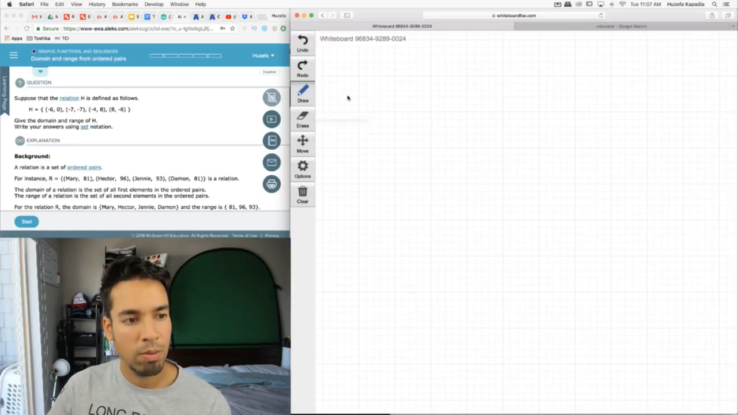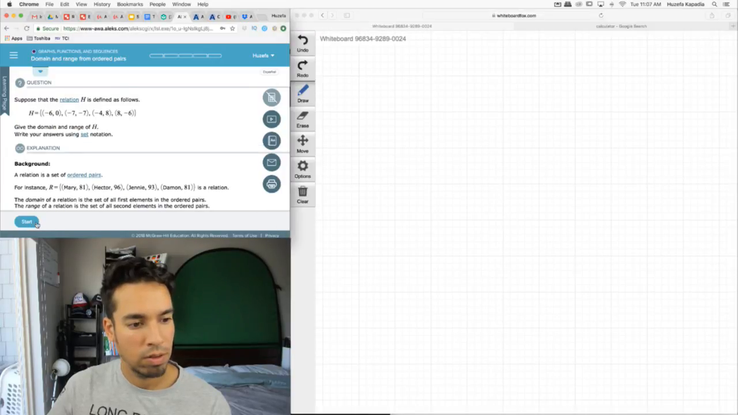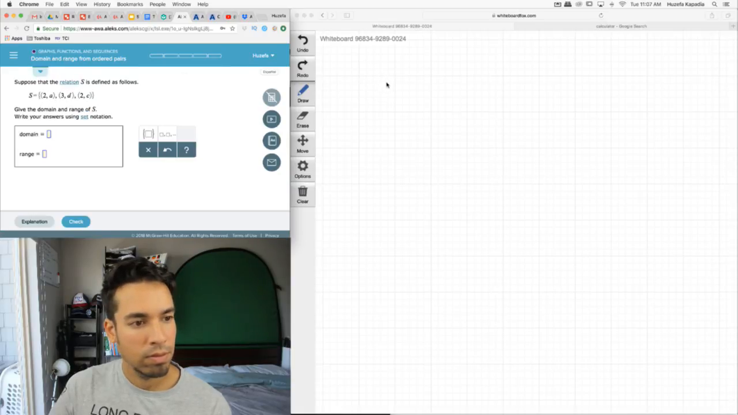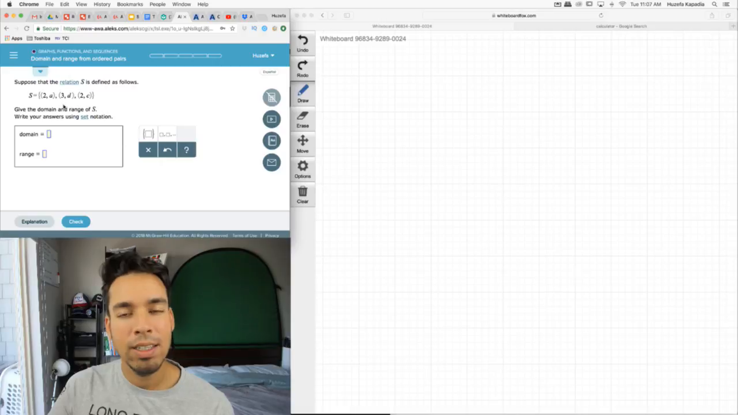Domain and range from ordered pairs. S is defined as follows. Give the domain and range of S. Write your answers using set notation. Domain is simply the X values. It's where all the X values are.